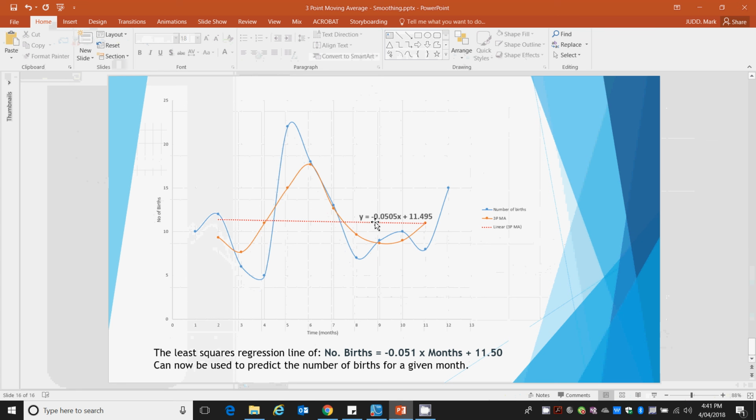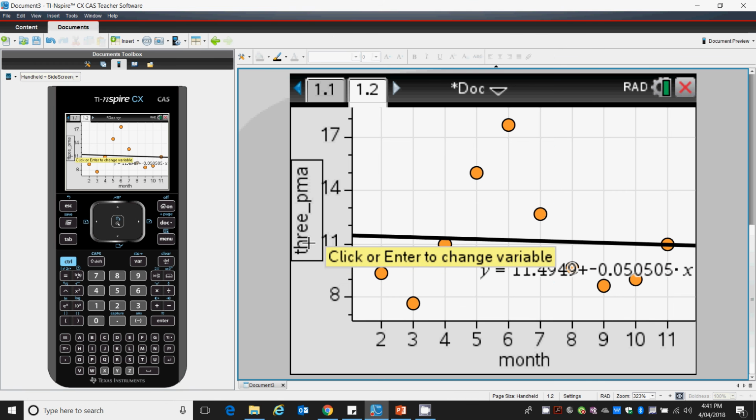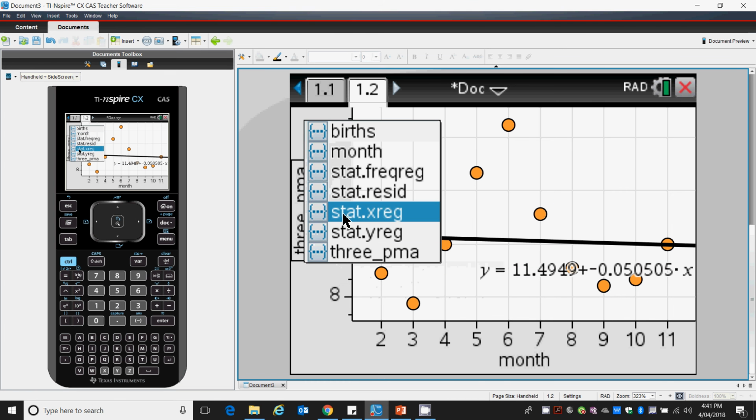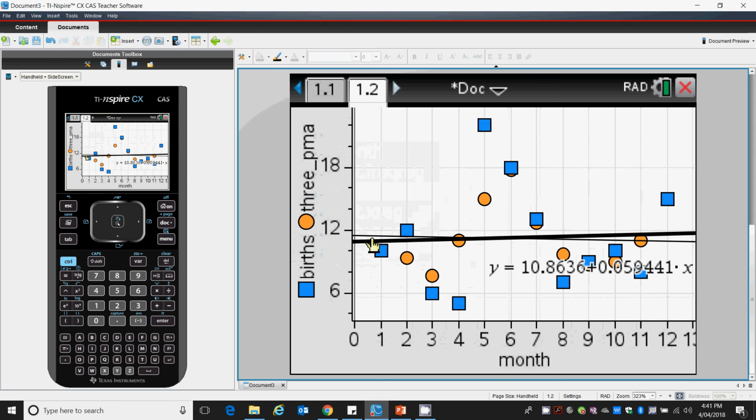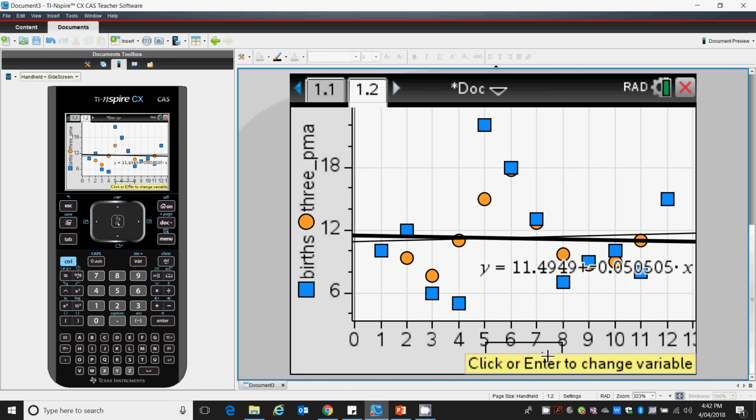Y, the number of births, is equal to negative 0.0505 times the number of months plus 11.495. Exactly the same. We can also compare that to our original birth data. There's the original linear regression equation. Let's now have a look at this one again. Number of births with a 3-point moving average is 11.4949 take away 0.050505 times the number of months. This is how we perform a 3-point moving average.